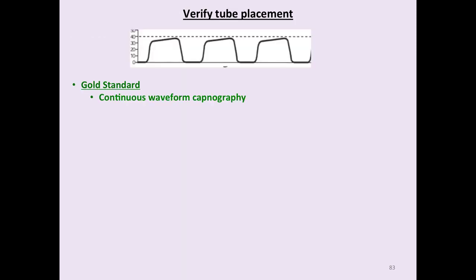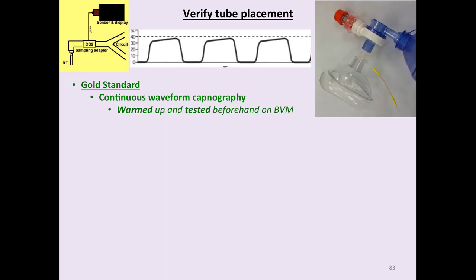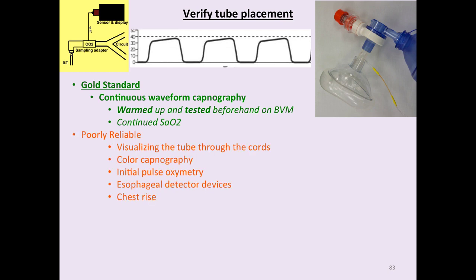So verifying tube placement, the gold standard, of course, is continuous waveform capnography. In order for that to work, it has to be warmed up and tested before the tube goes in. So you need to do that during the bag valve mask portion of the procedure. Additionally, continuous oximetry is very, very helpful. Dropping oximetry should be a big red flag that the tube's in the wrong place.